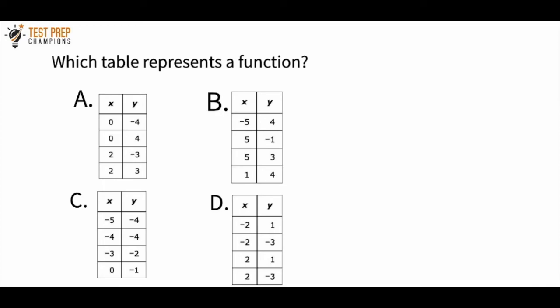Okay, so basically here what we need to know is that the main trick behind this is that for a function, for every input, there can only be one output.